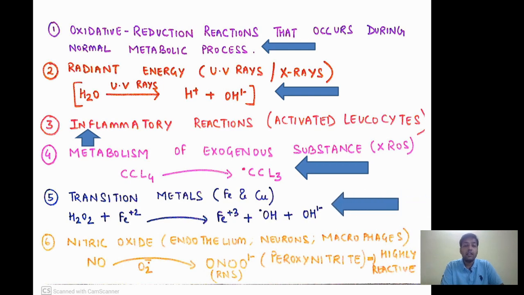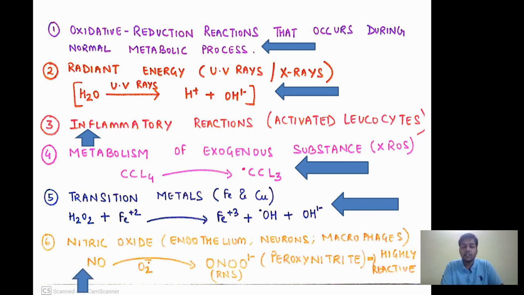Now let us look at the transition metals in our body. They are also a basic source of free radicals. For example, in the presence of hydrogen peroxide, iron Fe2+ gets converted to Fe3+, and in the process they generate OH and OH- hydroxyl ions. This reaction is called Fenton's reaction.